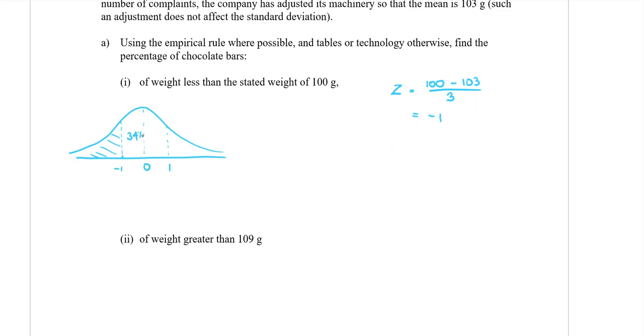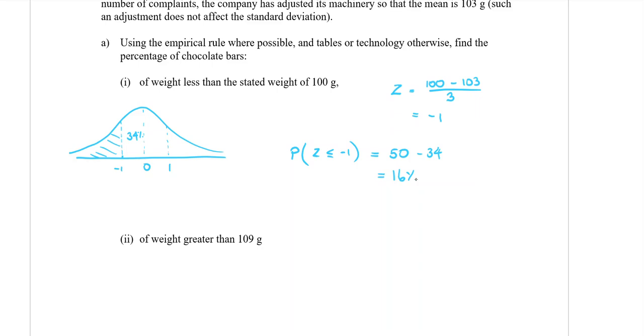that's right. So I'm going to write this down as the probability that my Z-score is less than or equal to -1 is equal to, and I'm going to do it as a percentage, so it would be 50% for half of my data, and I subtract off the 34% that we don't want, which means that that is 16% of bars that are less than 100 grams. Does that make sense? Okay, on to the next one.